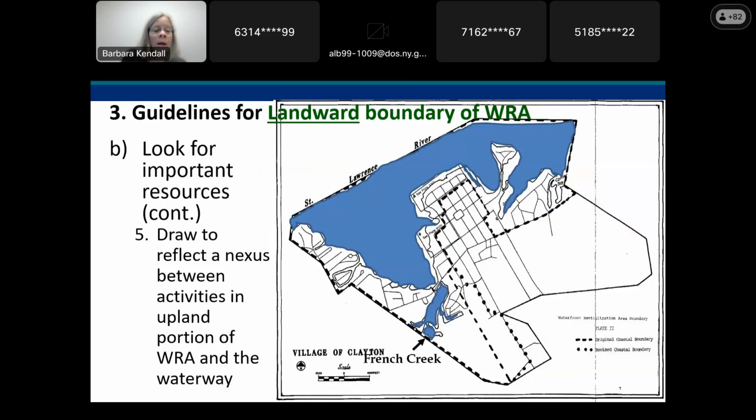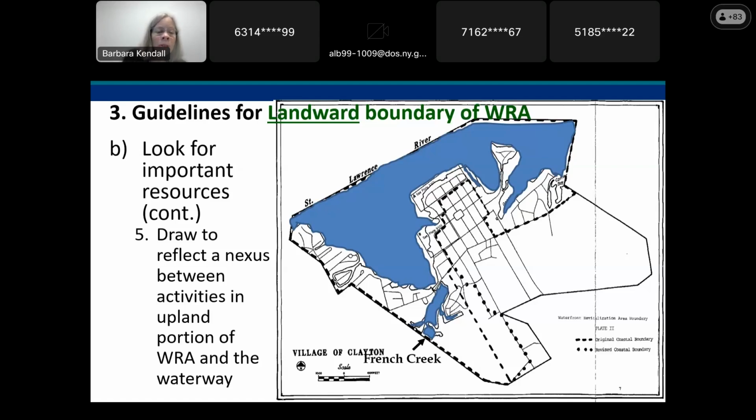And then a term that we use a lot is it needs to be drawn to reflect a nexus between activities in the upland and on the water side. So again, this is the Waterfront Revitalization Program, and that's the purpose of putting together these plans. So this example in the town and village of Clayton, it's similar to Cape Vincent in that the village of Clayton up on the St. Lawrence River did an LWRP way back in the 1980s.